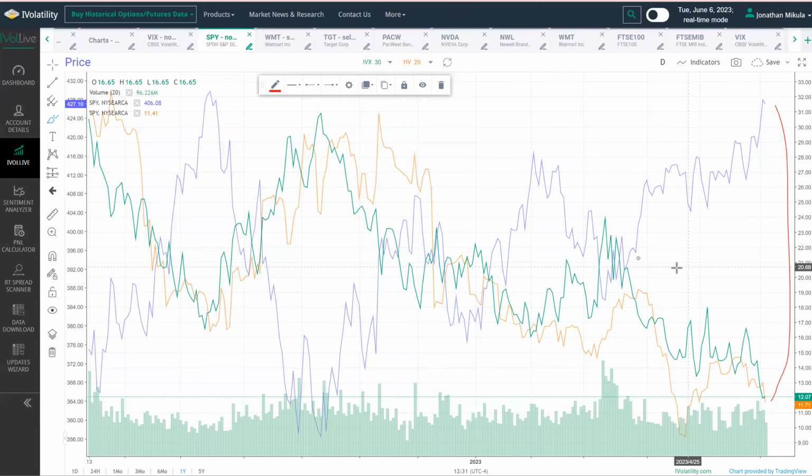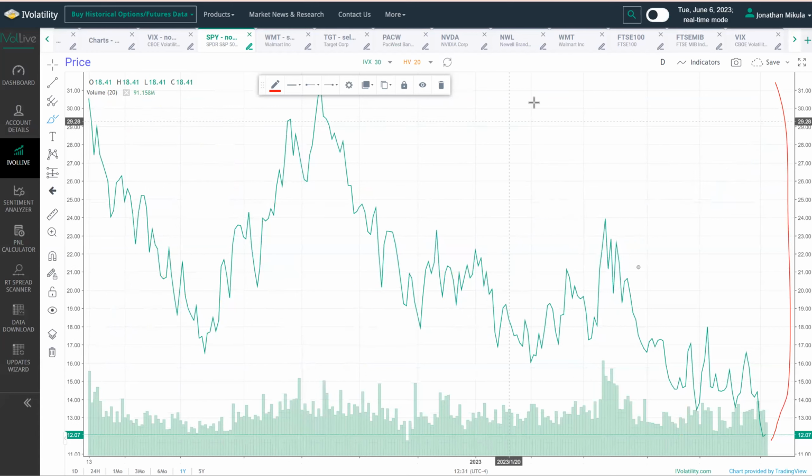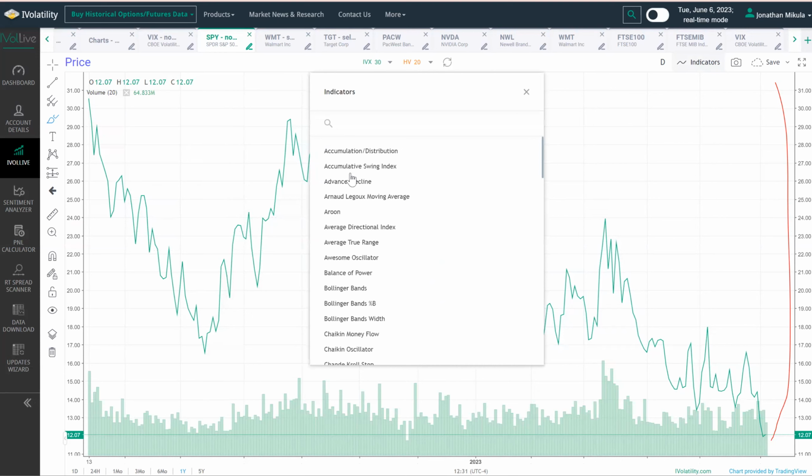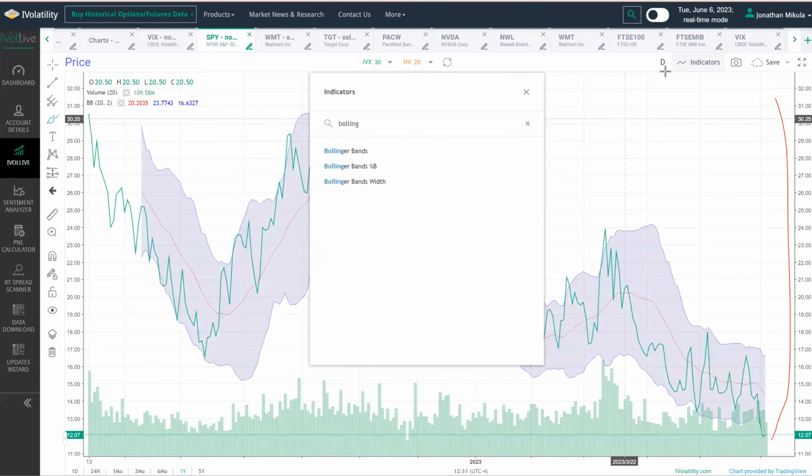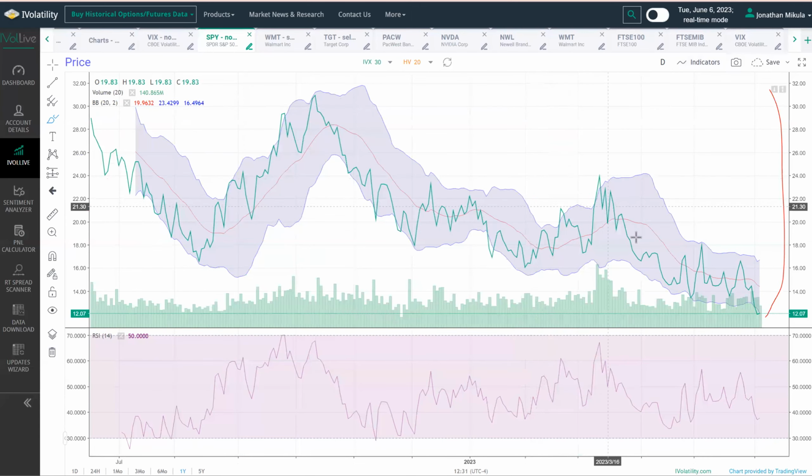Again, what's great about IVolLive, unlike any other platform, at least that I know of, is we can get rid of historical volatility, we can get rid of price, we can delete that. And now this is the S&P 500 1-year implied volatility. Now I can add those same technical indicators, for example, Bollinger Bands, and then the other one was relative strength index here. And now I'm looking at the technical indicators for the S&P 500.